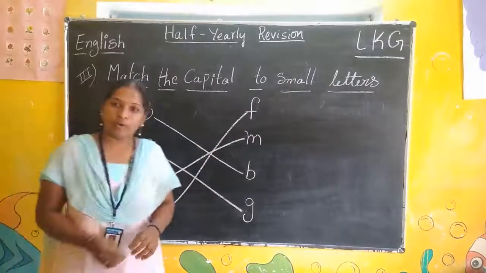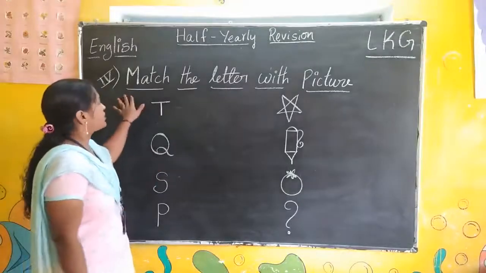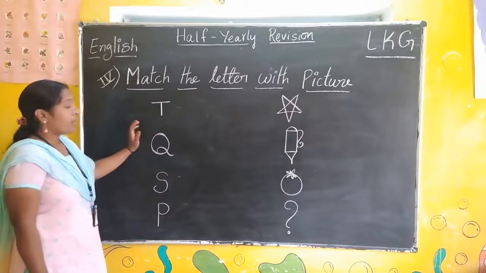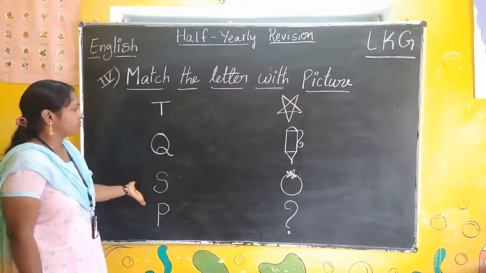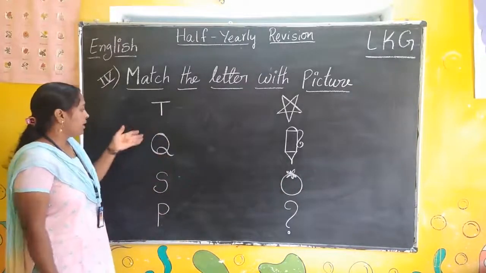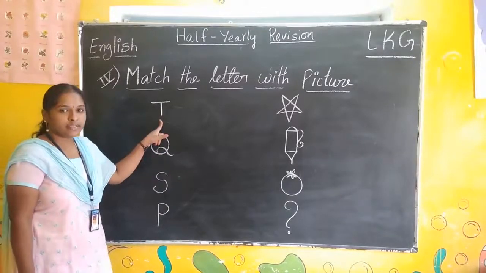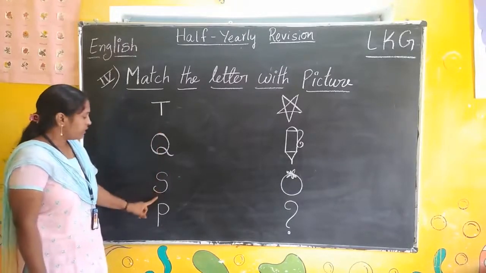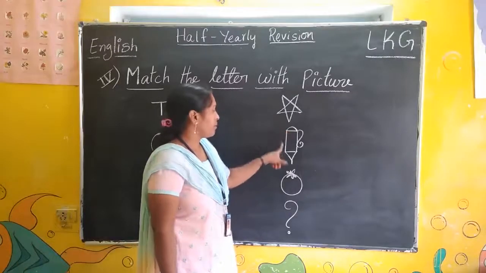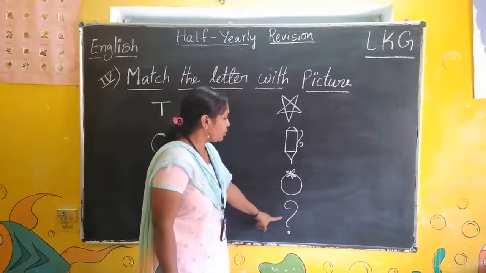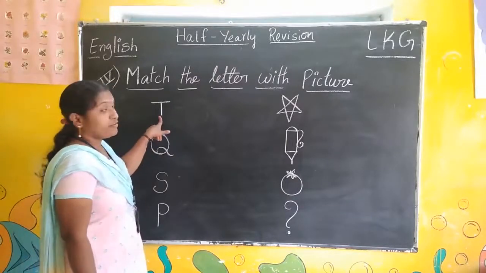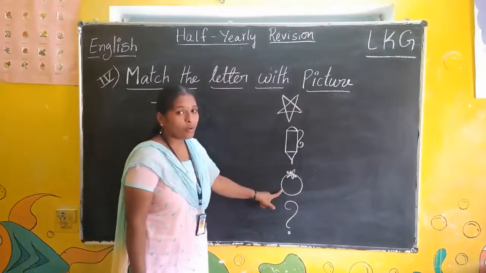Okay, children. Now next bit. Match the letter with picture. Okay, children. Look here. I have given here letters. Here, pictures. First, you have to identify the letters. What is this letter? T, Q, S, P. This side? Star, pen, tomato, question mark. Okay? Now matching. T, T for tomato.